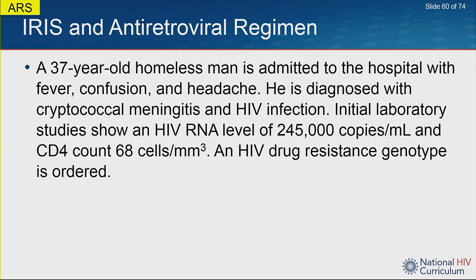So here's a case of an individual, a 37-year-old homeless man who's admitted to the hospital with fever, confusion, and headache. He's diagnosed with cryptococcal meningitis and HIV infection. His initial laboratories show very high viral load, 245,000. His CD4 count is 68, and a drug resistance genotype is ordered.